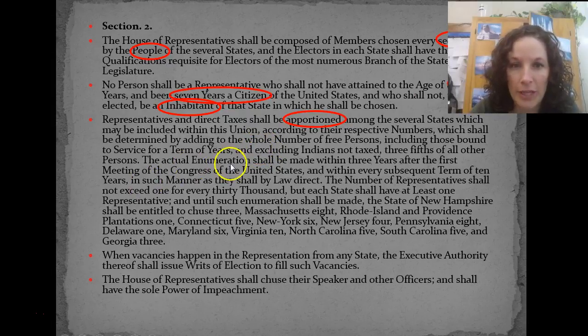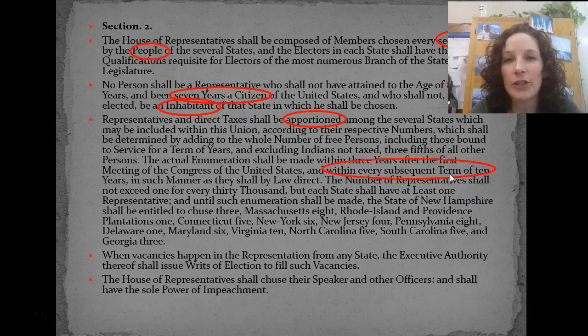And that starts with, the actual enumeration shall be made within 3 years after the first meeting of the Congress of the United States and within every subsequent term of 10 years. So circle that term of 10 years. That's the census. Every 10 years we're going to recount to see how many people live in what states, and then we can decide how many representatives based on that population should come from every state.